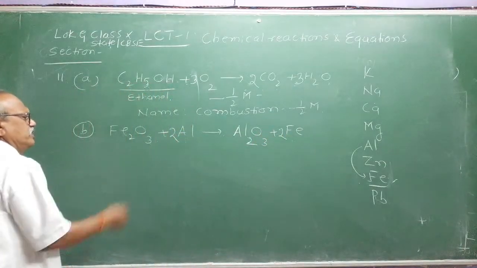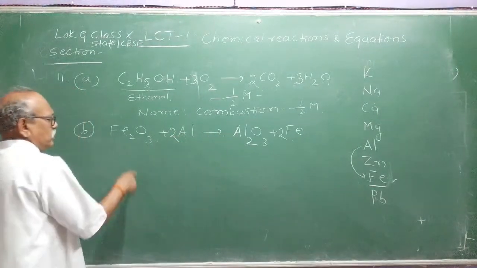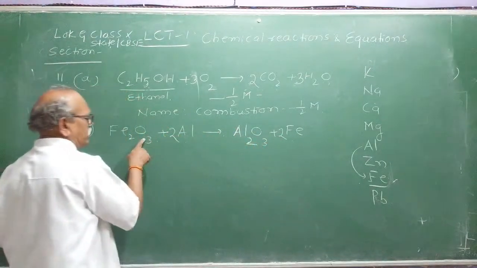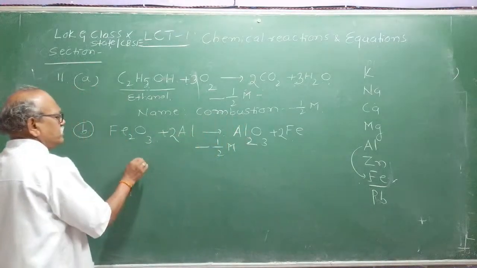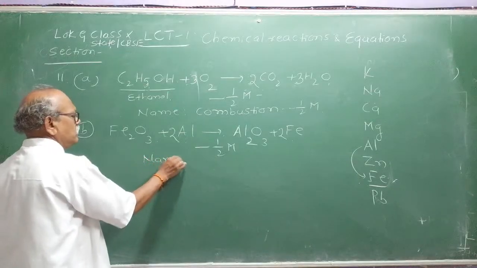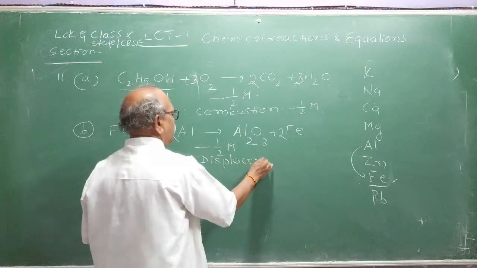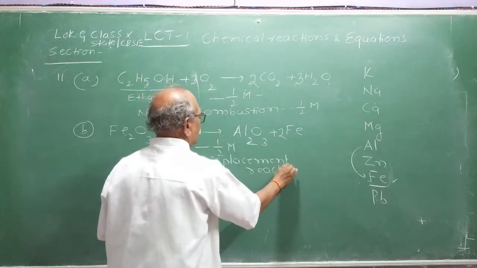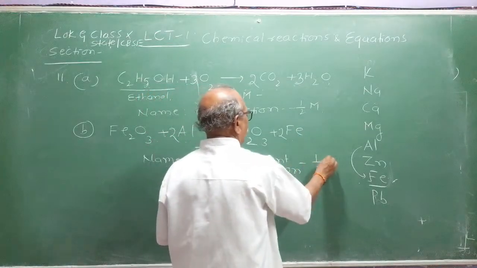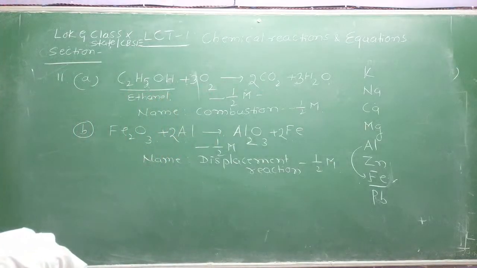2 Al balanced, 2 Fe balanced. Oxygen atoms are 3, balanced. For this, you give half mark. What type of reaction is it? The name of the reaction is displacement reaction. You have to write displacement reaction cleanly and neatly. If you have written it correctly, give half marks. I hope you understood. Clarify the doubts.